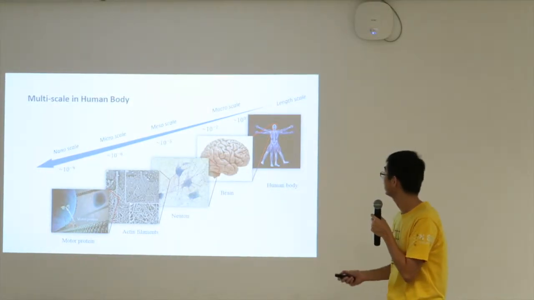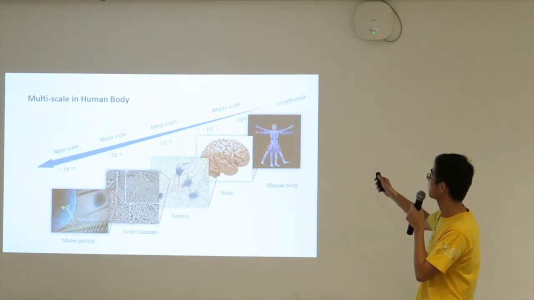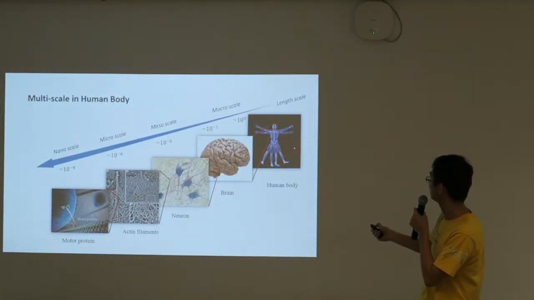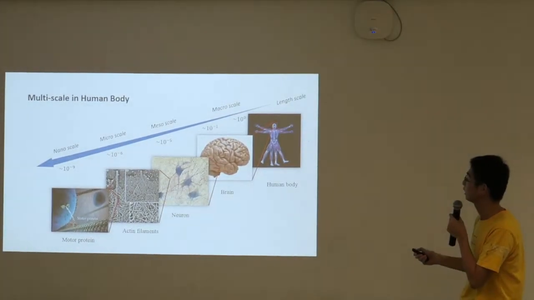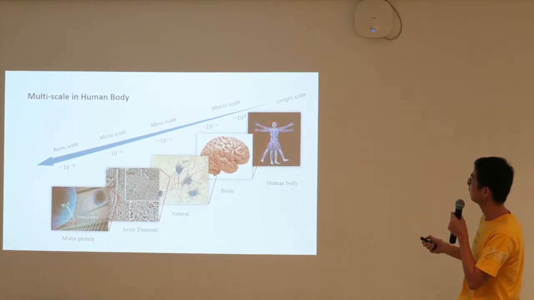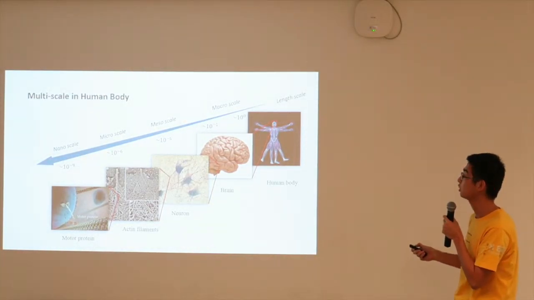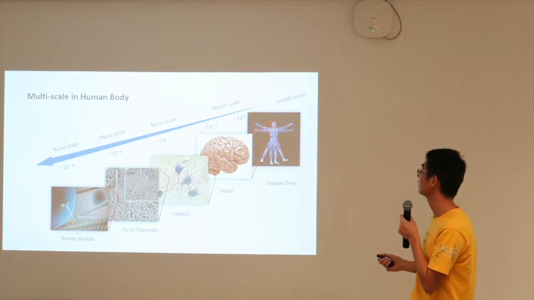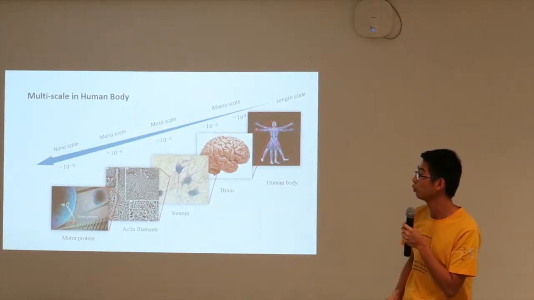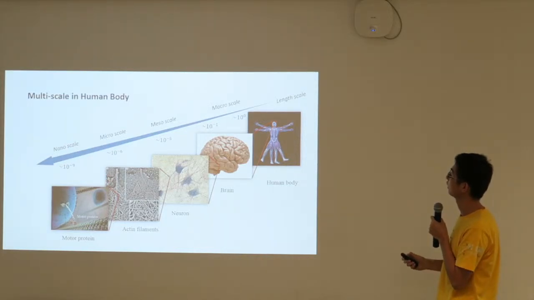So if we see from this length scale arrow here, on the right part we can see the human body. And if we look into our head, we can see the brain, right? Both of these two parts are really large because we can clearly see them with our own eyes. So we call it macro scale here.